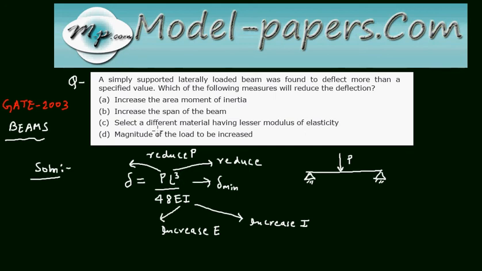Option C, select a different material having lesser modulus of elasticity. No, we have to increase the modulus of elasticity if we want to reduce the deflection. Option D, magnitude of the load to be increased. No, this is also not correct. We have to reduce the load to reduce the deflection, and hence out of these four choices, this one is correct. Increase the moment of inertia to reduce the deflection, and hence option A is correct.